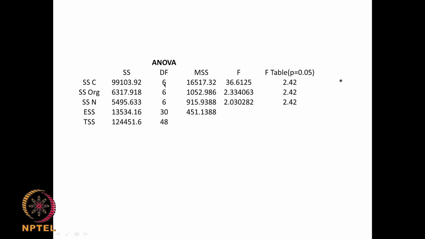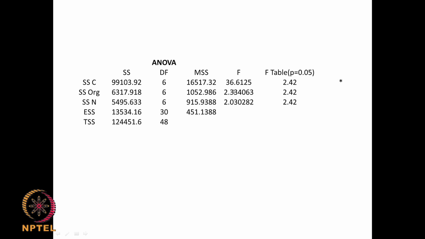Why 6? We have 7 carbon sources, 7 nitrogen sources and 7 organisms. Then the mean squares, you know how to do this, divided by this, this divided by this, this divided by this, this divided by 30. Now, the F value is each of these divided by the error mean square. Okay. So, the F table value for 6 and 30 degrees of freedom comes out to be 2.42. So, it is very clearly showing that for carbon we can reject the null hypothesis, accept the alternate. So, there is a variation in the carbon sources, but we cannot reject the null hypothesis for organism and nitrogen.